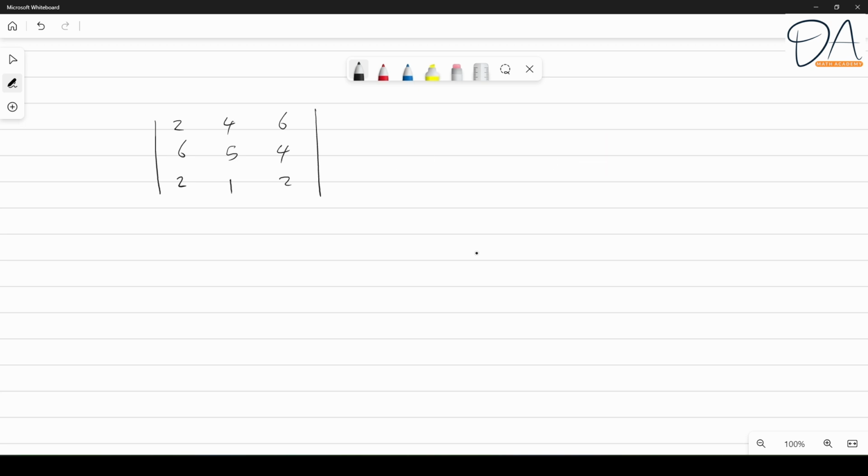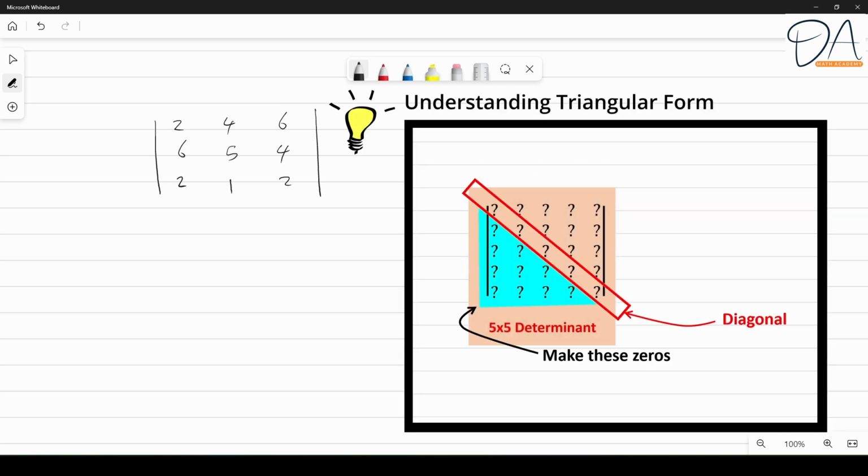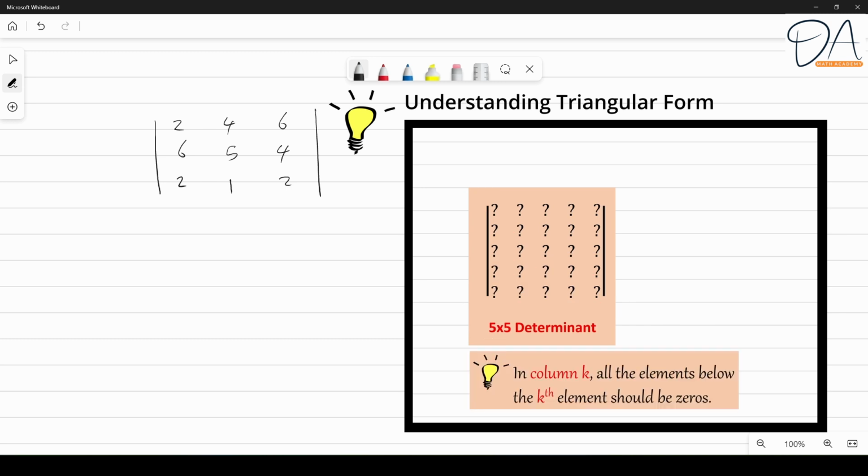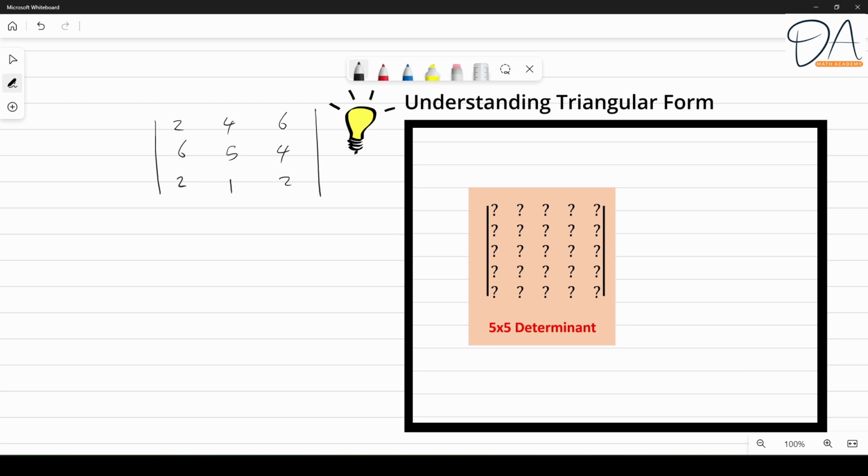Now, always keep in mind what we are trying to do. So remember, the goal is to make all the elements below the main diagonal 0. Another way to think of this is as follows. In column K, you want all the elements below the kth element to be 0. For example, we have here a 5 by 5 determinant. So in column 1, the first element, we don't need to do anything with it. You want all the elements below the first one to be 0. So we want this element, this one, and this one. We need to make them 0.